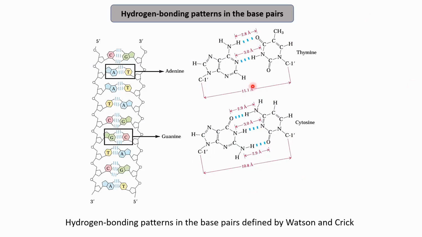Next is the hydrogen bonding patterns in the base pairs. So this I have also described. This hydrogen bonding pattern, which I described earlier, was also defined by Watson and Crick. So this is also known as Watson and Crick base pairing.